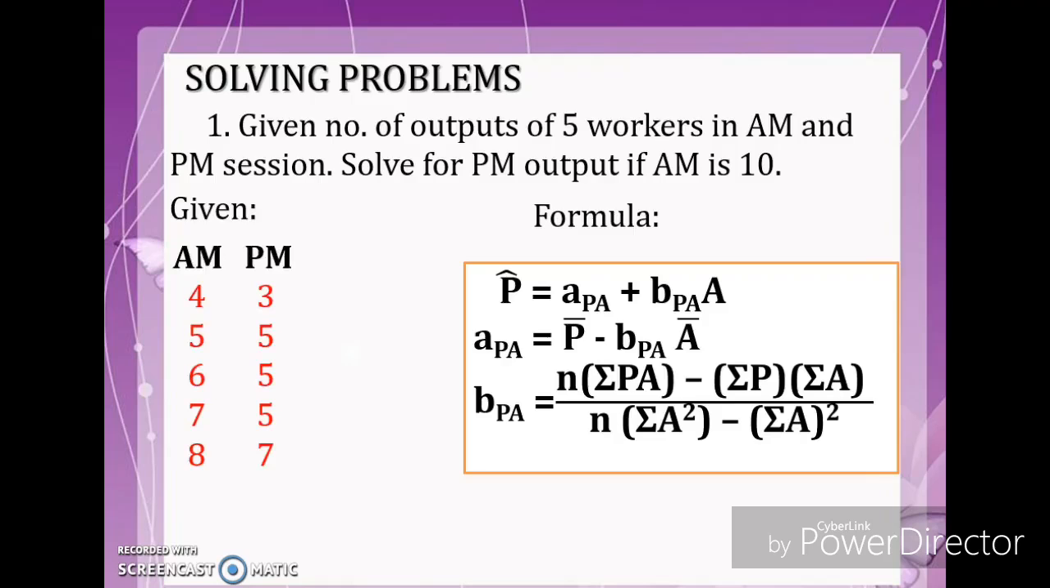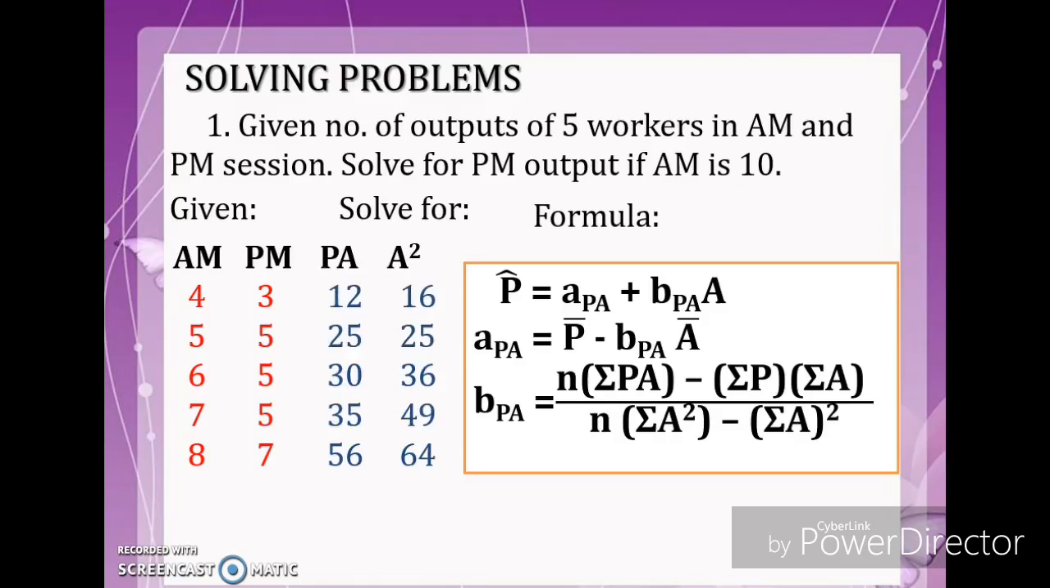So, ito yung mga given values ng AM at PM. Dapat lagi nating tandaan ang una nating sinusolve ay ang B sub PA. So, para makuha ito, kailangan nating hanapin ang values ng PA at A squared. So, para makuha natin ito, imumultiply lang natin ng AM at PM. So, 4 times 3 is 12, 5 times 5 is 25, 6 times 5 is 30, 7 times 5 is 35, 8 times 7 is 56.